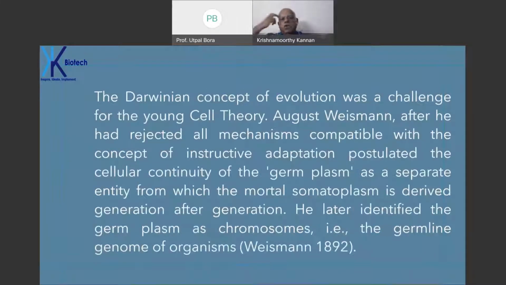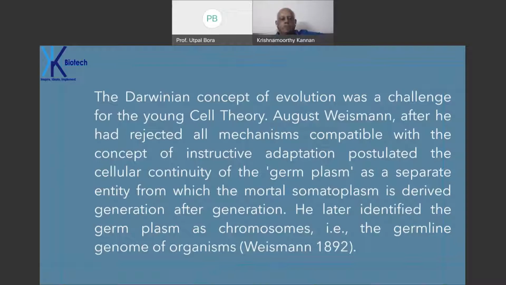The Darwinian concept of evolution was a challenge for the young cell theory because they thought the cell is a constant. They didn't realize that the cell is changing. Actually, what is changing is only the genetic material inside the cell, which determines the nature of the cell's products. So August Weismann, after he had rejected all mechanisms with the concept of instructive adaptation, postulated the cellular continuity of the germ plasm as a separate entity from which the mortal somatoplasm is derived generation after generation.